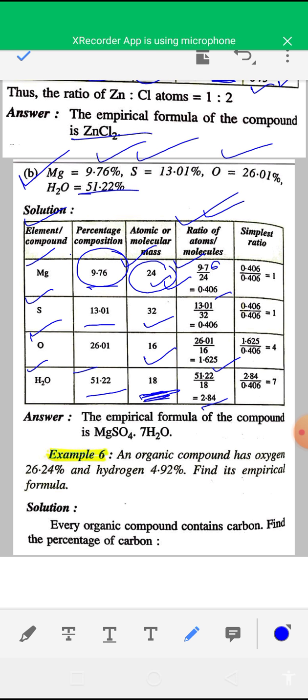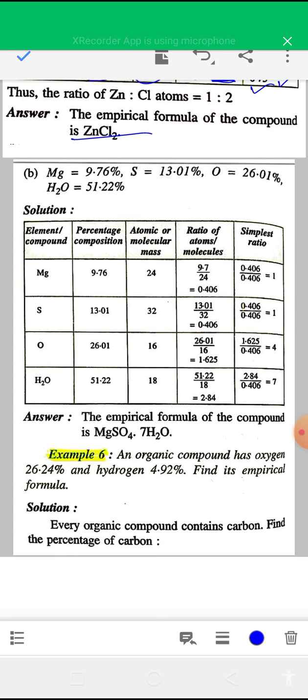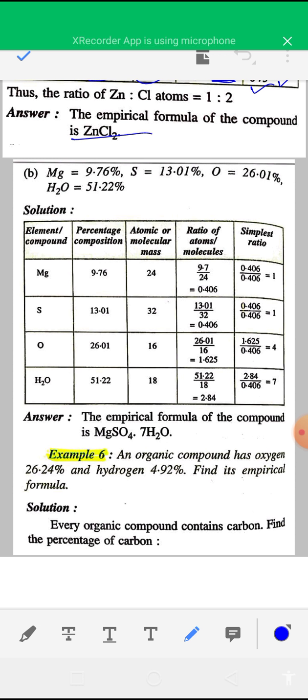Among these atomic ratios, the smallest number is 0.406. So to get the simplest whole number ratio, you have to divide all these atomic ratios by the smallest number. The smallest number among these values is 0.406.